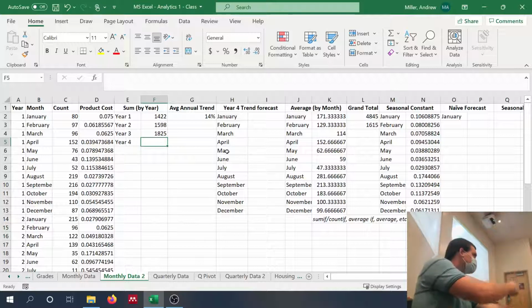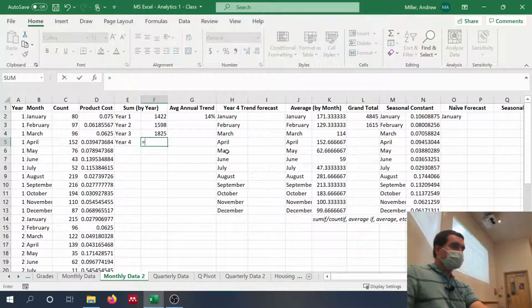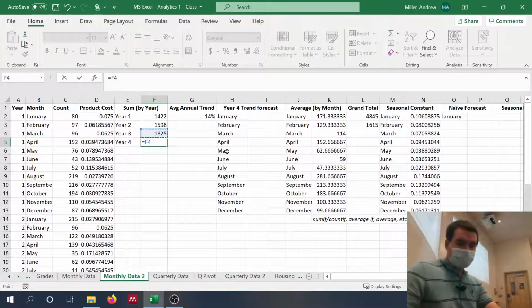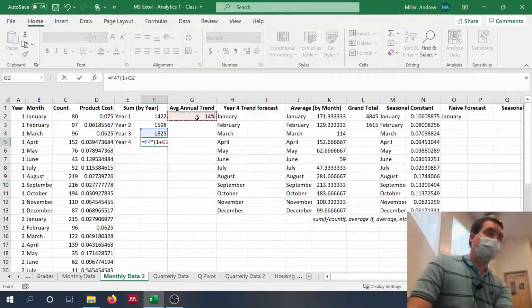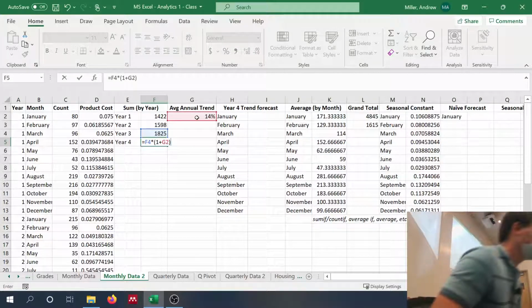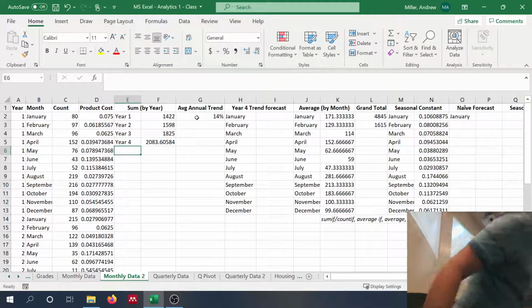Yeah, I called on you. So you're close, and I'm going to give it to you, but you'd multiply it by 1 plus. Yeah, so 1 plus, because it's in percentage. So if this were a decimal, it'd be 0.14, and you'd be multiplying by something so it gets smaller. But you got it. So that's what you do there.